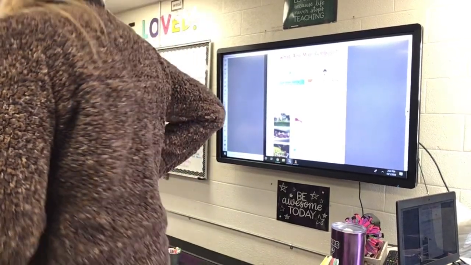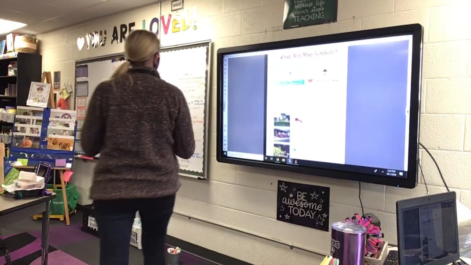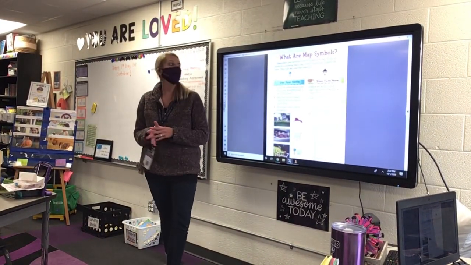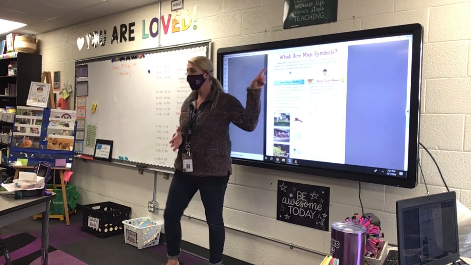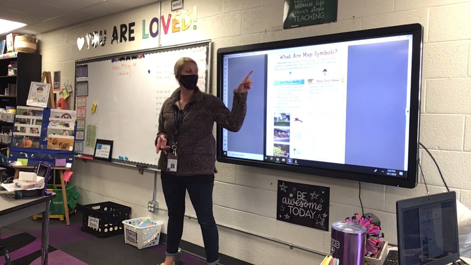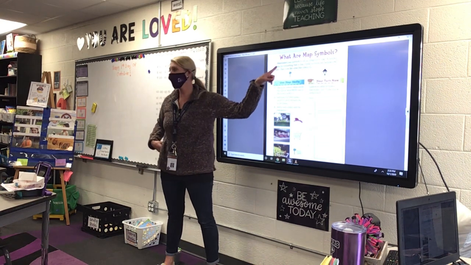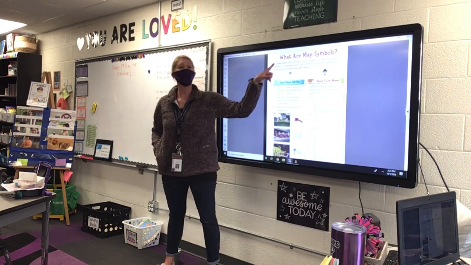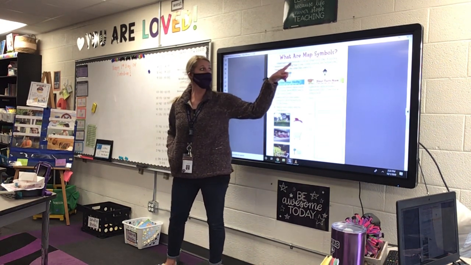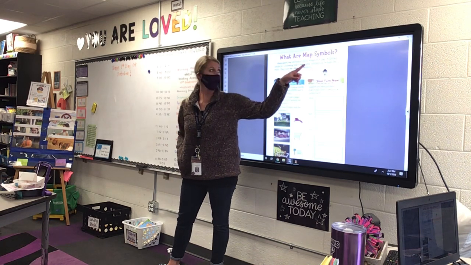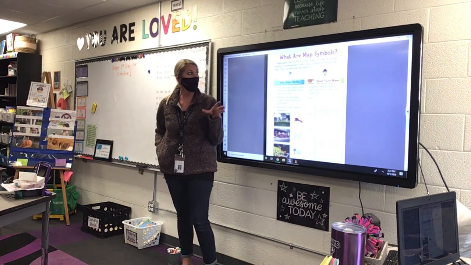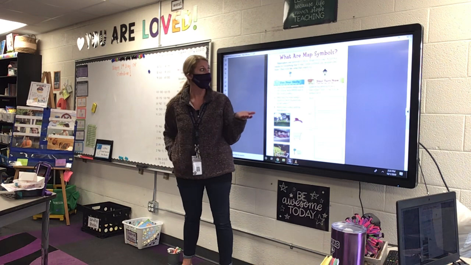In math skills today, we are going to learn what math symbols are. So I'm going to read the top. You can follow along in your book, or Mrs. Murphy will point up here. I know it's pretty hard to see, but it says map makers use symbols to show things on a map. A symbol stands for something that is real.